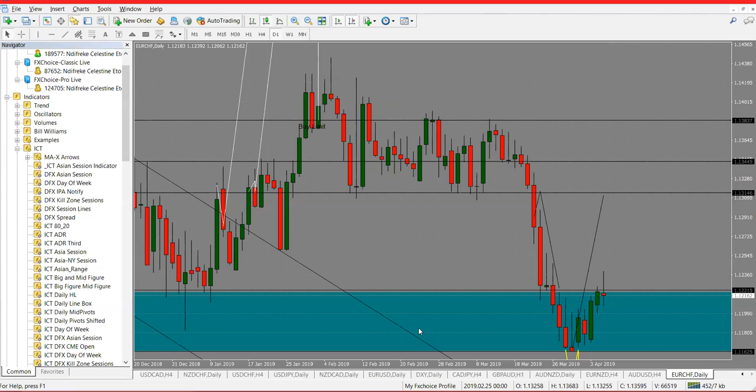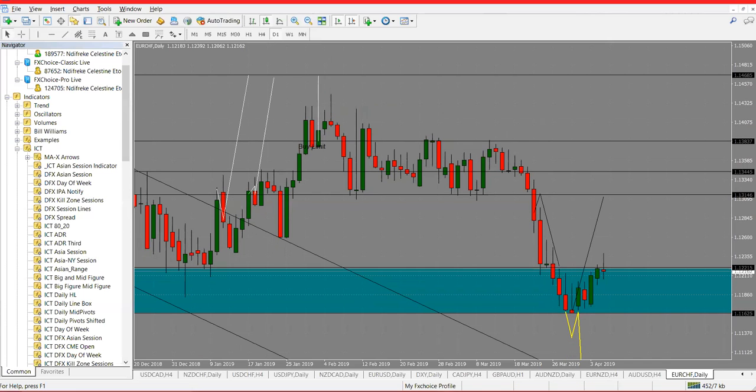Sometimes your indicators will tell you it is overbought, but before you know it, price still pushes up higher than what the indicator is saying. So don't depend solely on your indicator. Use your support and resistance.